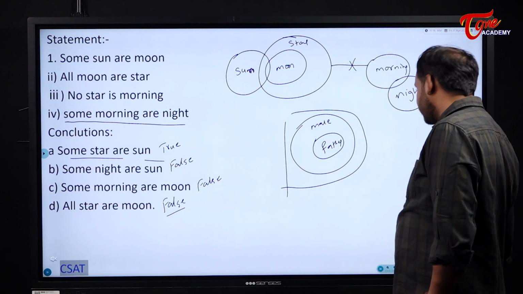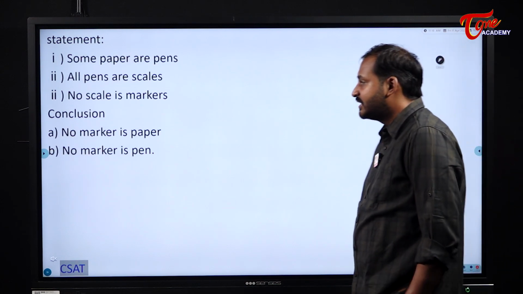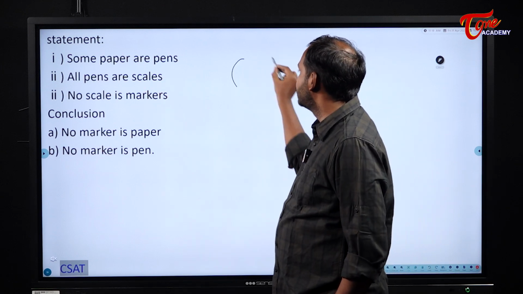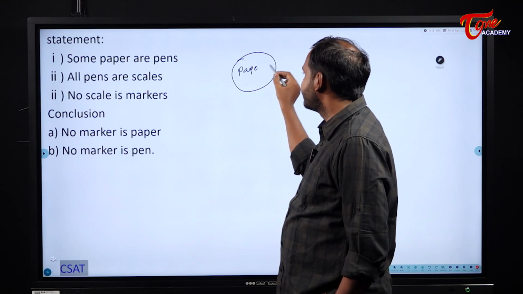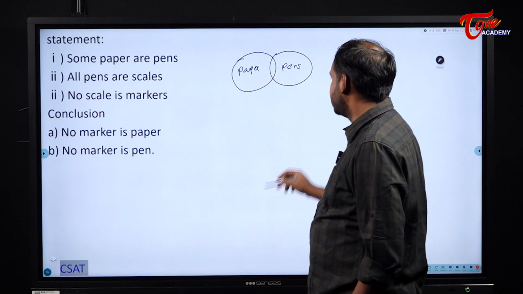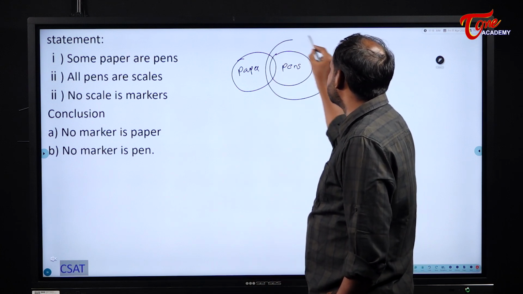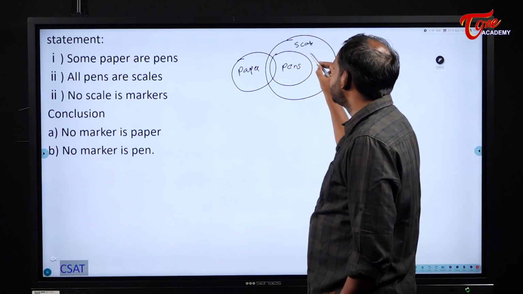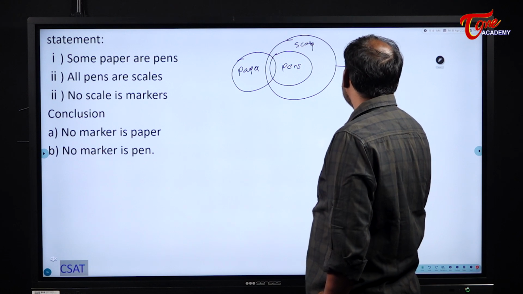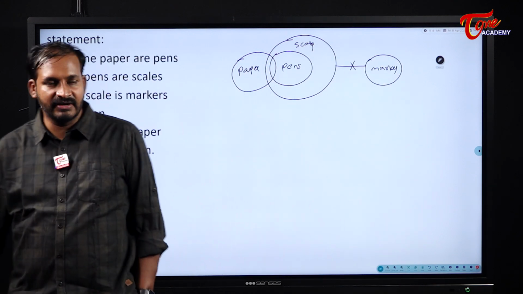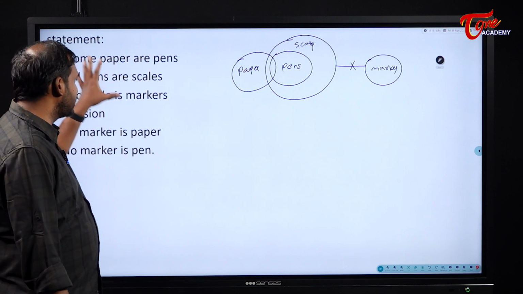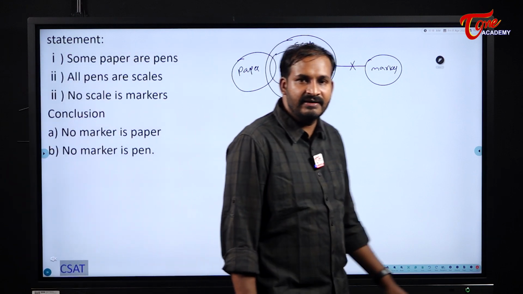Okay? Next one. Now, see here these statements. Some paper are pens. Next, all pens are scales. Okay, that is also good. Next, no scale is marker. So, from the given statements, this is my basic diagram, right? No scale is marker, and these are the statements for me and this is the basic diagram for me here.